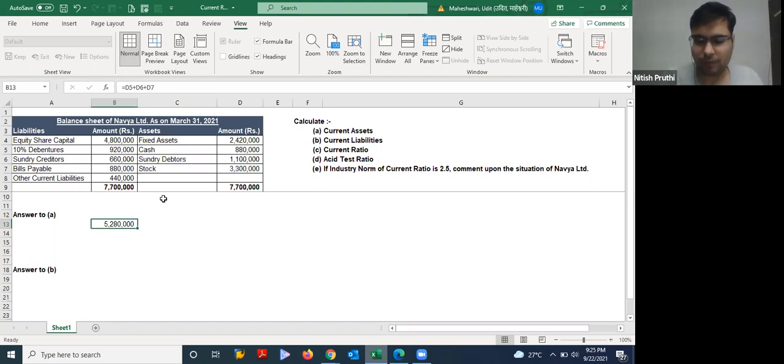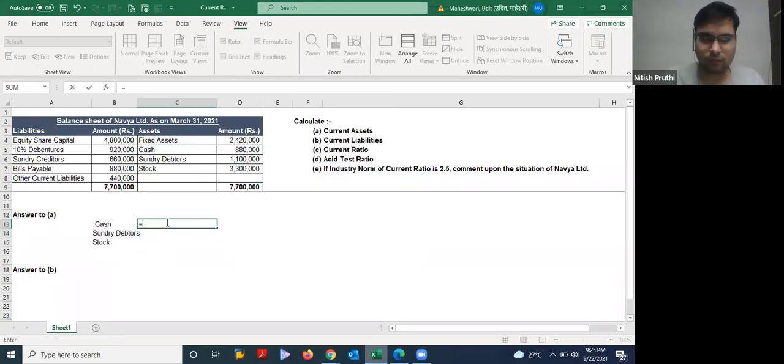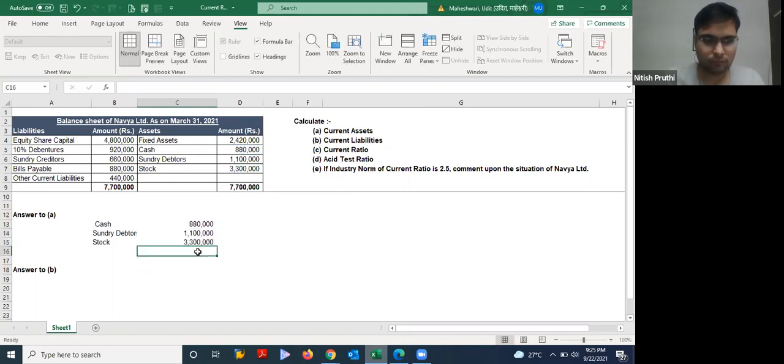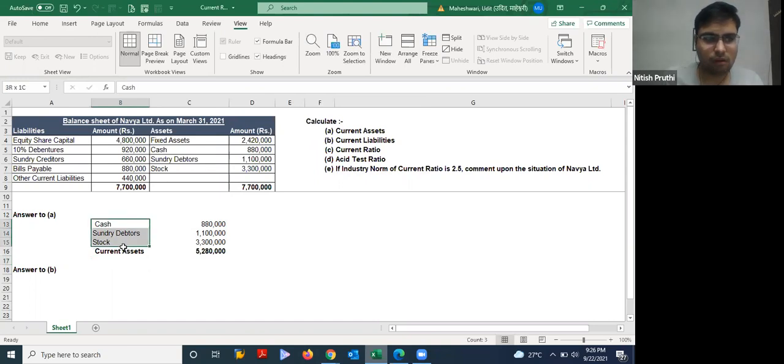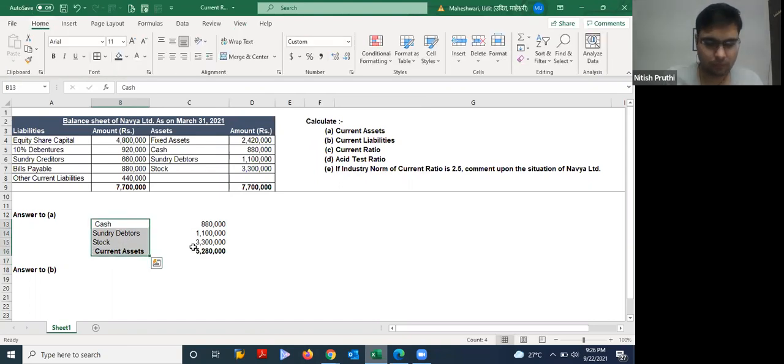Whereas if it is a comprehensive question, then the answer has to be in a different form. So what we'll do is write these separate line items, put their figures, and do a sum of them. And here is our answer, current assets. This is how we'll present it in case it comes as a long question. Right? So I hope you are clear with current assets.